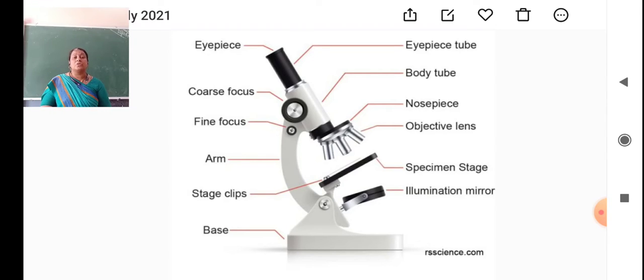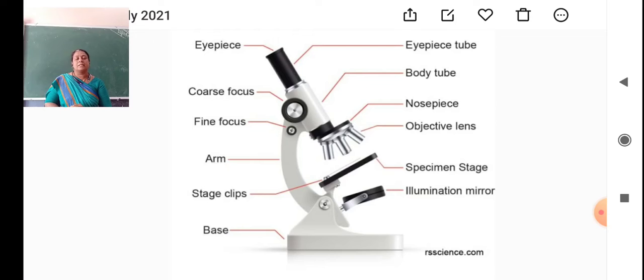Now this is the structure of a microscope. With the help of a microscope, we can see a small object as a big object. We can see a very tiny organism with the help of a microscope.